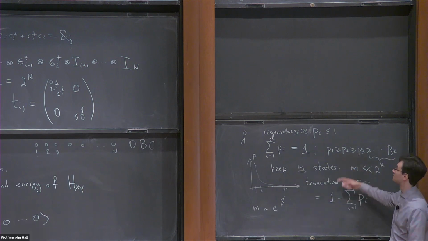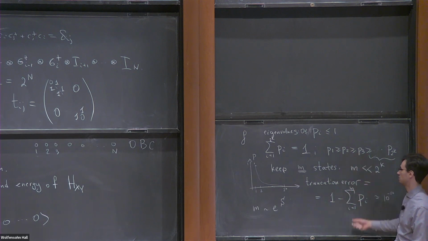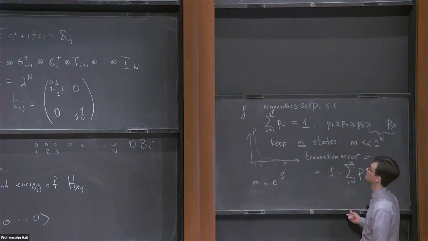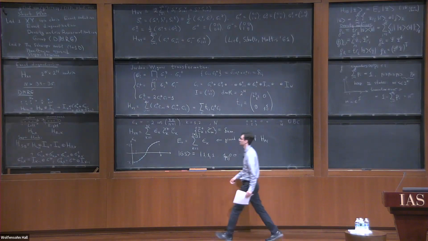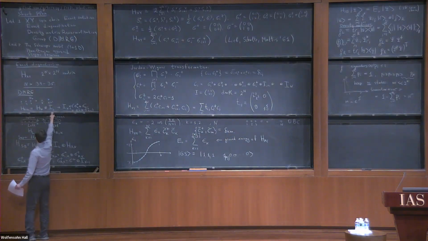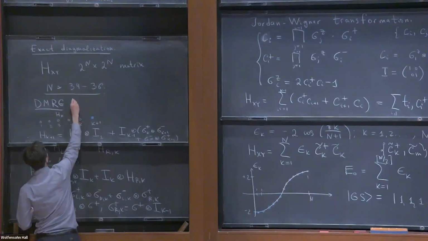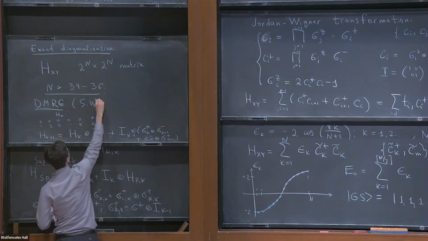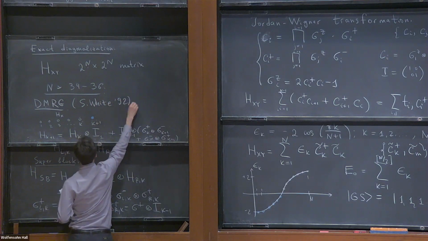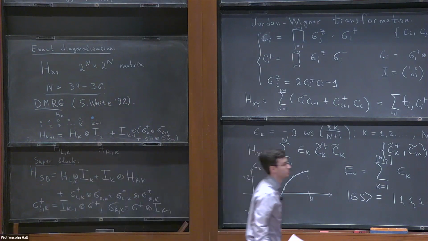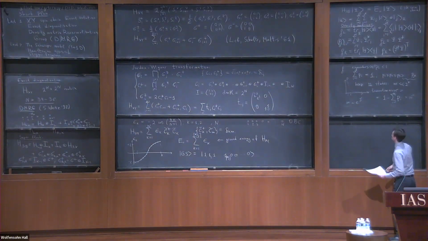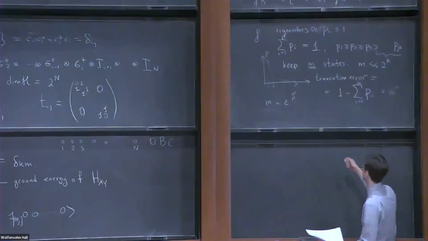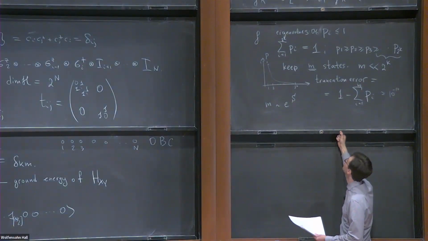All right, let me just finish the idea of this. This is the main idea. I should say that this method was first proposed by Steven White in '92. It comes from the condensed matter community, and it was successfully applied to many condensed matter models, and has already been applied to some QED models, such as the Schwinger model.